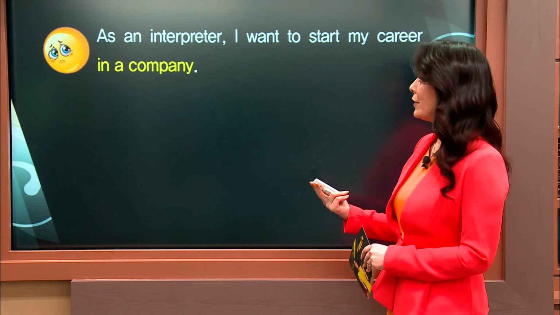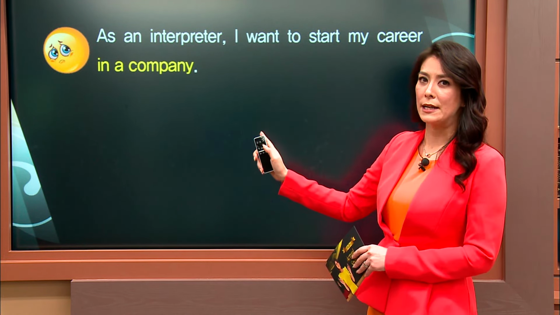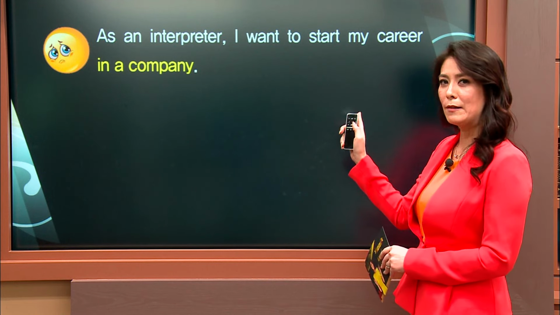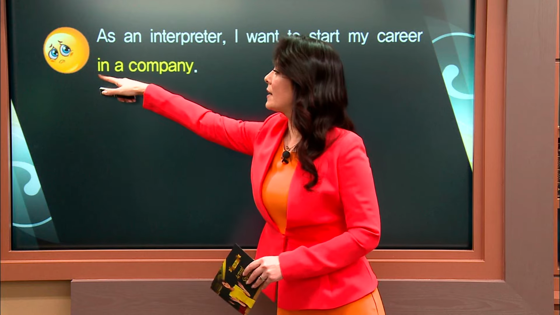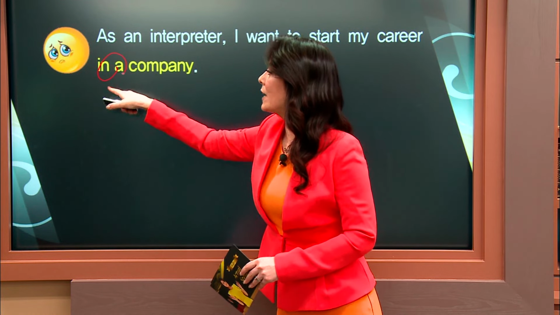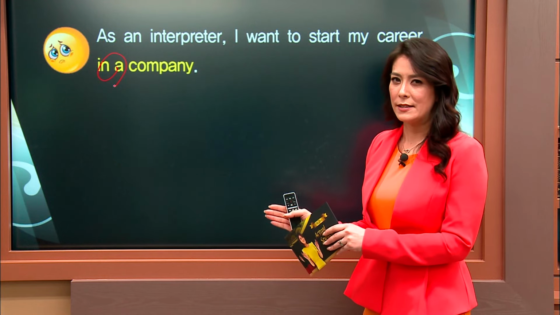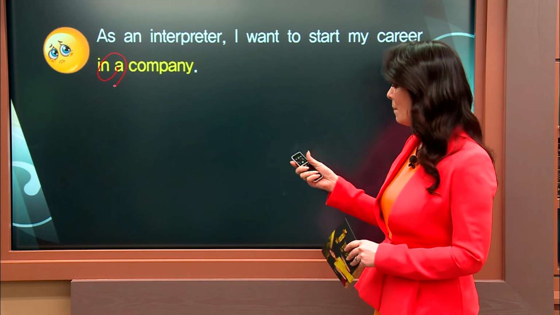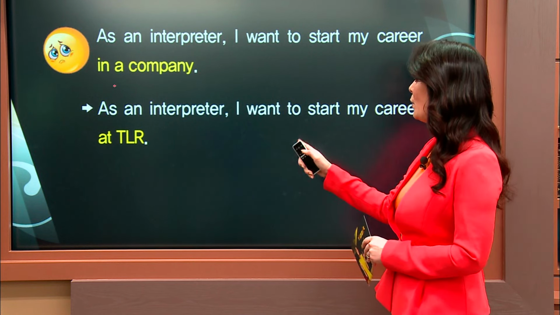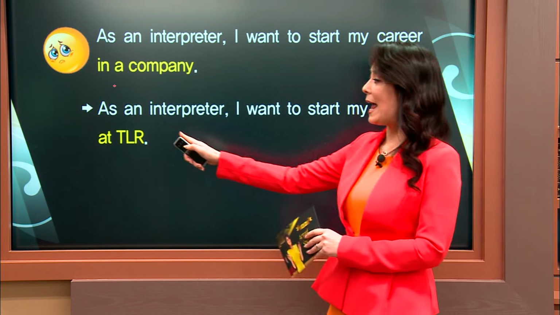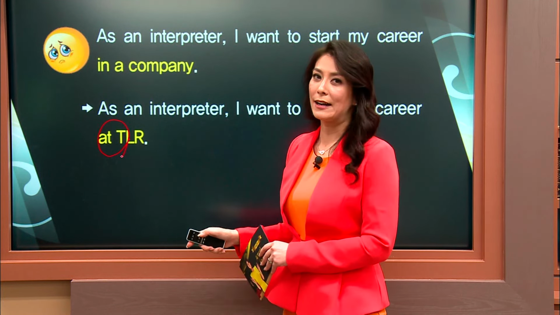As an interpreter, I want to start my career in a company. Which part is awkward? Up until here, it's fine. I found a problem right here. In a company, okay? We've got in. Now, you often work at a company, not necessarily in a company. So, you should correct it by saying, as an interpreter, I want to start my career at a company, or even the name of the company, at TLR.